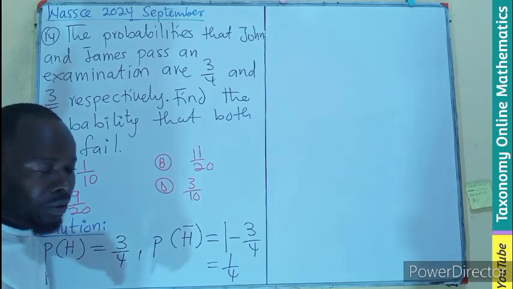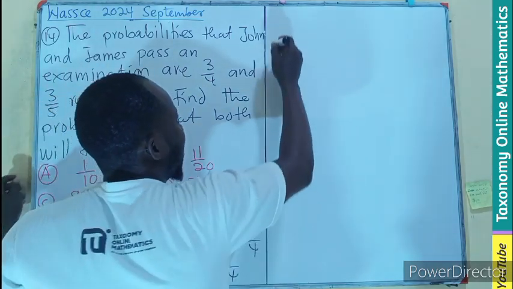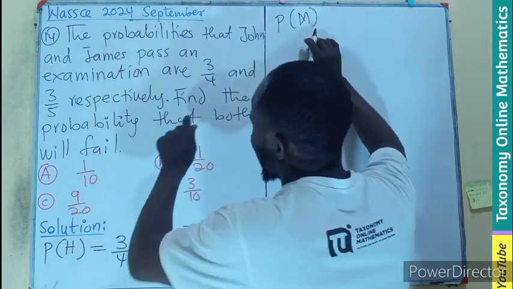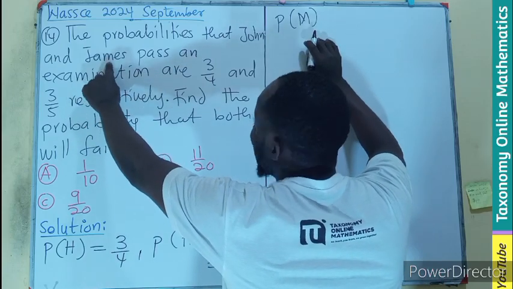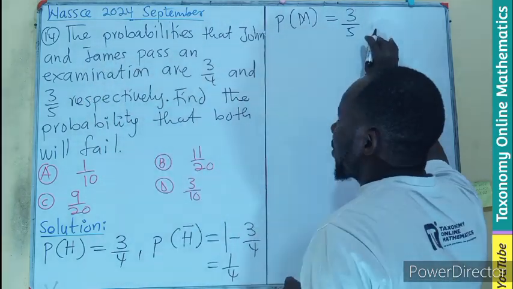So 1/4 becomes the failure of what? John. Then the probability of James. This is John, right? James, we are using M in here. That will mean 3 out of 5.